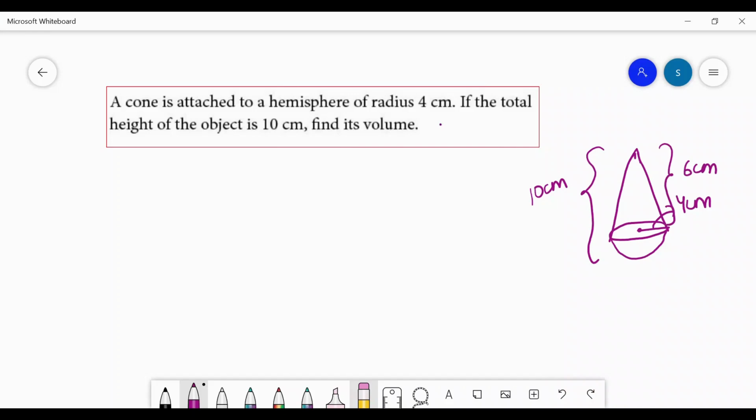Why 10 minus 4? Because the radius of the sphere is 4 centimeters. So this distance is going to be 4. And the remaining is going to be 6. And when you add that up, the total height of the object comes out to be 10 centimeters.